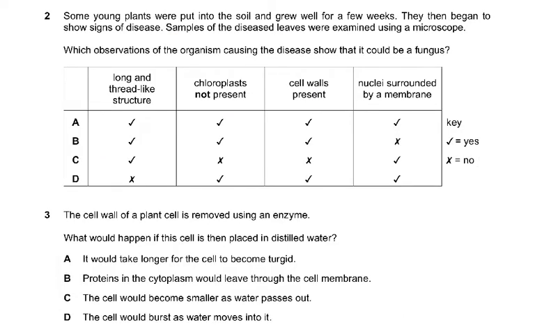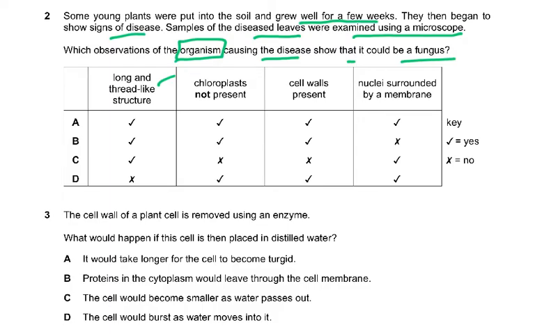Then coming to question number 2, some young plants are put into the soil and grew well for a few weeks. They then began to show signs of disease. Samples of the diseased leaves were examined using a microscope. Which observation of the organism causing the disease shows that it could be a fungus? Now, what is a fungus? Fungus is a long thread-like structure. Yes. Chloroplasts are not present.